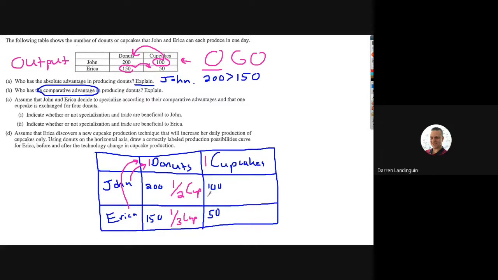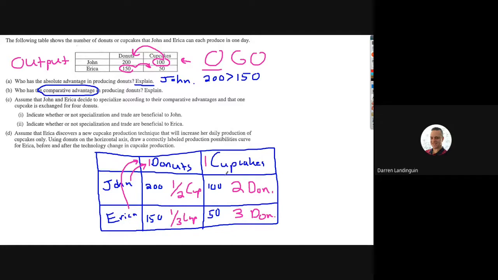All right. So John, if he produces a cupcake, has to give up 200 over 100 or reduce down to 2 to what? The opposite of what's up here? Donuts. That's right. And Erica has to give up 150 over 50 or 3 donuts.